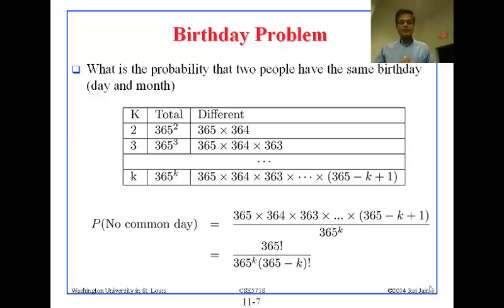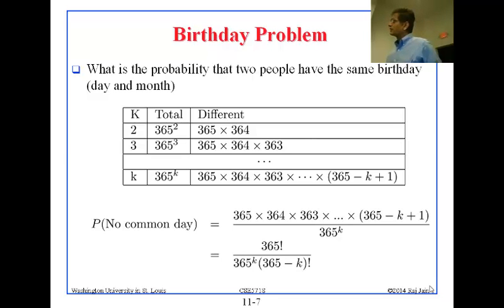The birthday problem is: what is the probability that two people have the same birthday? That means the same date and month, not the year. Same day and month in a room, in a party. Well, if there are two people, then the first person can have 365 days of birth, but the second person cannot have that one day which the first person has, so 364 possibilities.